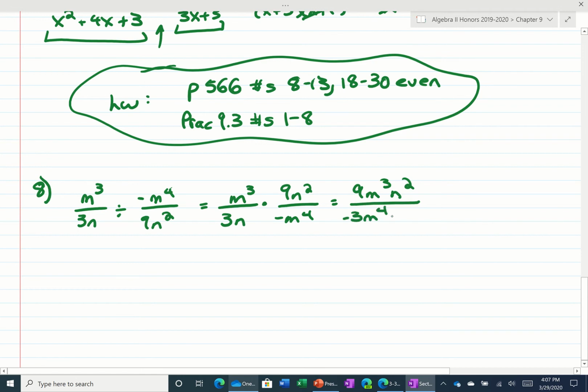Rearranging my variables. Remember, the commutative property of multiplication says it doesn't matter what order you multiply them in. 9 divided by negative 3 is negative 3, m to the negative first, and then n to the first, which is why our answer is just negative 3n over m. Alright, so for 8 to 13, what else looks good here?